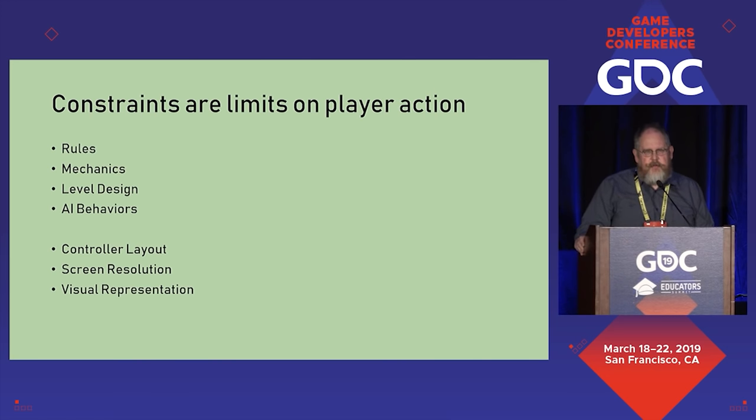And even things that we don't usually think of as being in-game are also constraints. So the physicality of a controller that you hold in your hands is also a constraint on the sorts of ways you can play, which is why you have a very different play experience if you're playing with mouse and keyboard or if you're playing with a console controller. But there are some other things beyond this that also count as constraints.